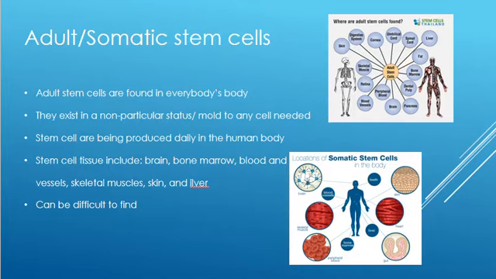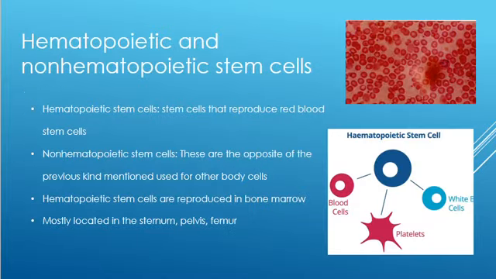And they include different types of tissue, which is found to be the brain, bone marrow, blood and blood vessels, skeletal muscles, skin, and the liver. But they can be difficult to find because they can stay non-dividing and non-specific for years until the body needs them to repair or grow new tissue.